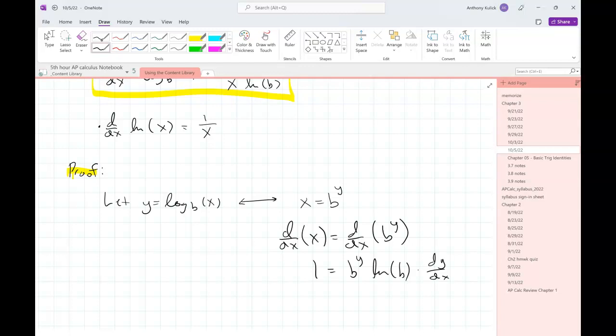And now if I solve, I'm going to have 1 over b to the y natural log b equals dy dx. And notice that b to the y is equal to x.